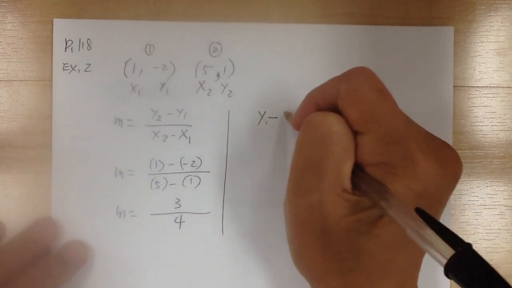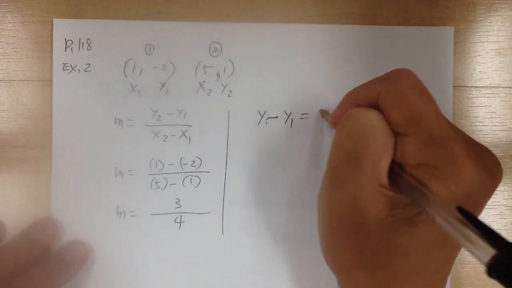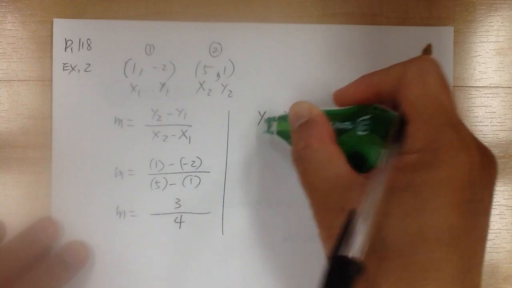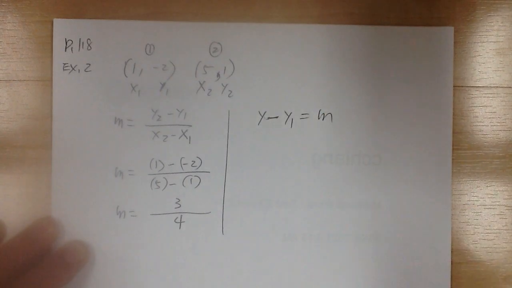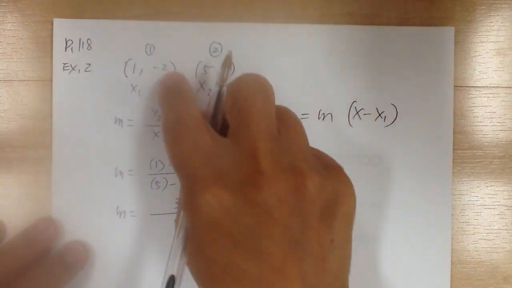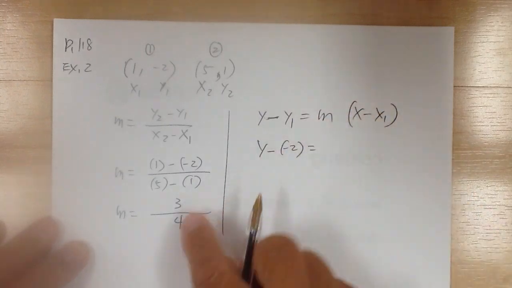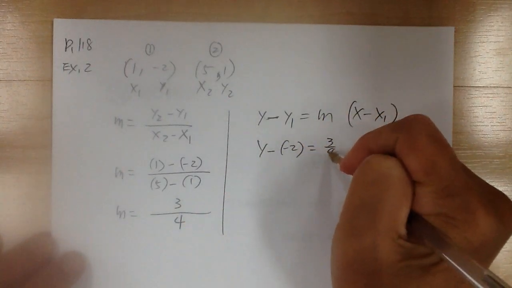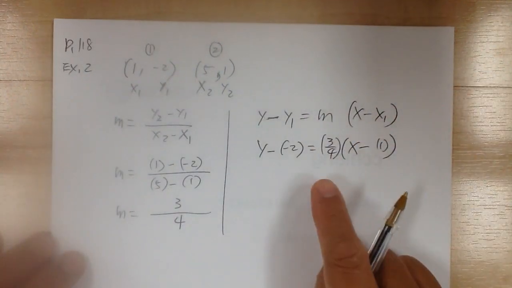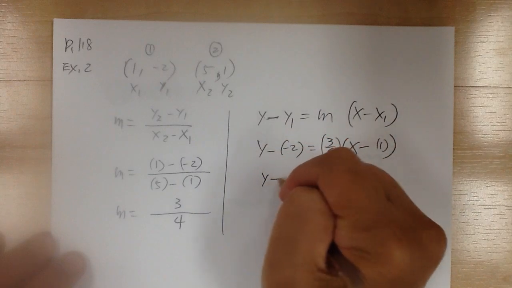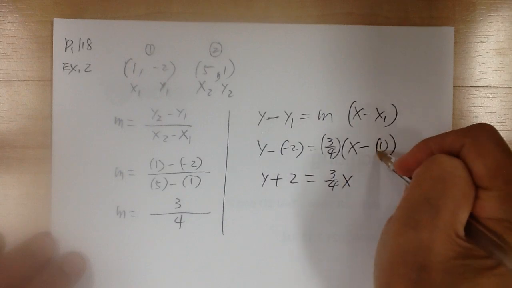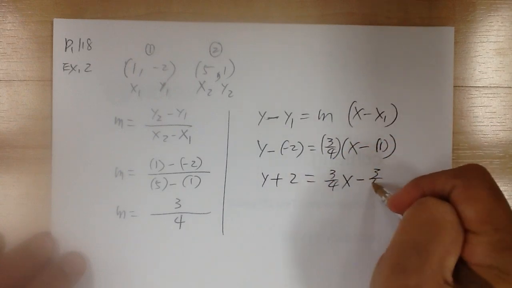So y minus y1 equal to m times x minus x1. Substituting here, y minus y1 is -2, the slope we just found is 3/4, and x minus x1 is 1. Now you can get rid of the parentheses, so let's work everything out. This becomes y plus 2. When you distribute, you get 3 over 4x, and then distributing, minus 3 over 4.